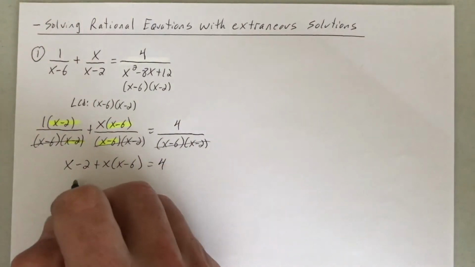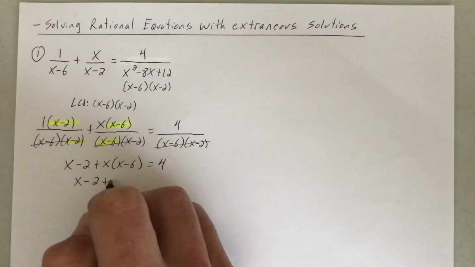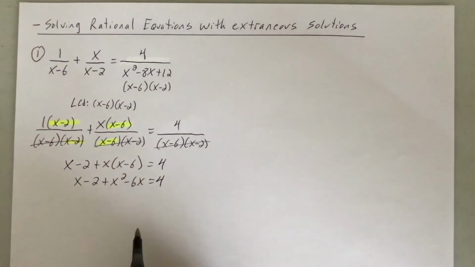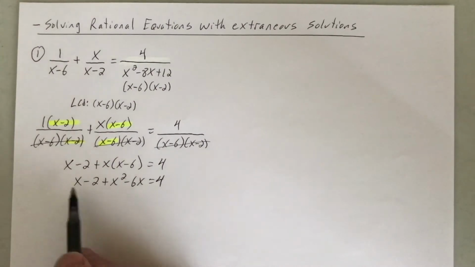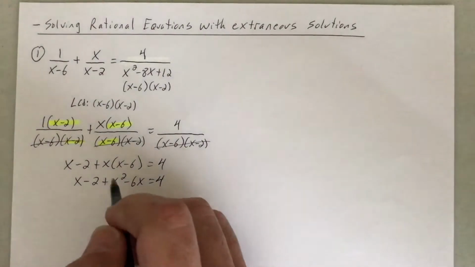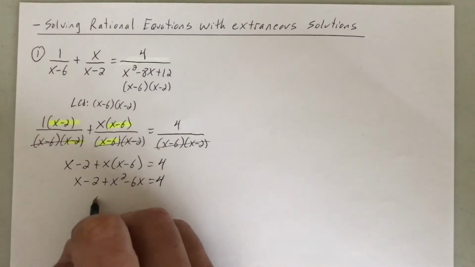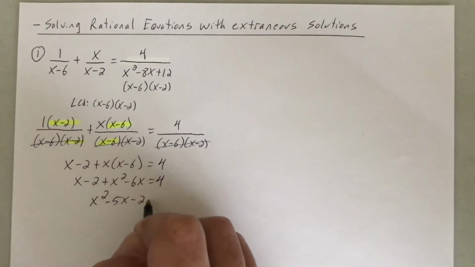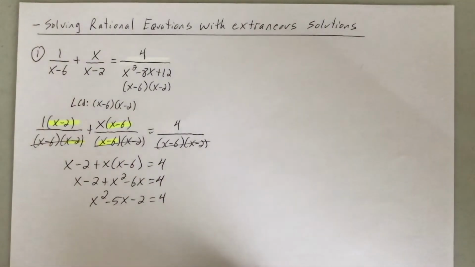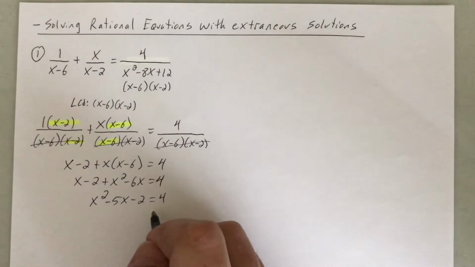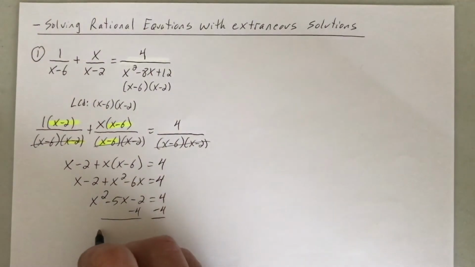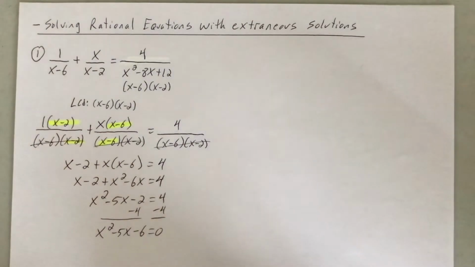So I'm going to do distributive property. And then I'm going to look to combine any like terms. So I have the x and the minus 6x here. Then I'm going to put the x squared in front. So I get x squared, that's going to give me minus 5x minus 2 is equal to 4. And then we're going to go ahead and move the 4 over. So that's going to give me x squared minus 5x minus 6 is equal to 0.